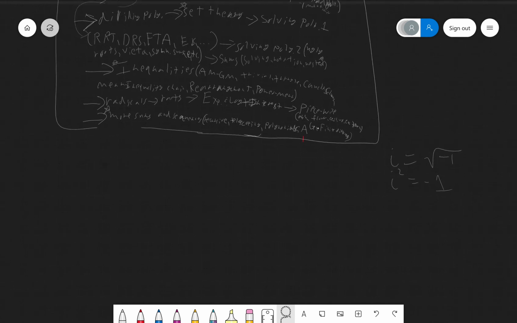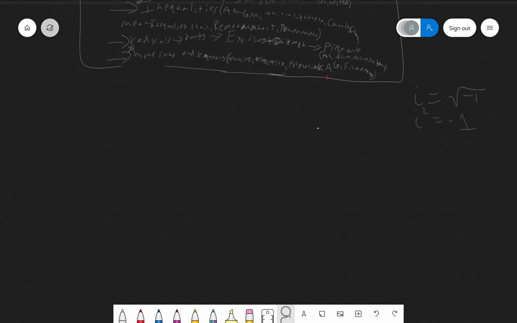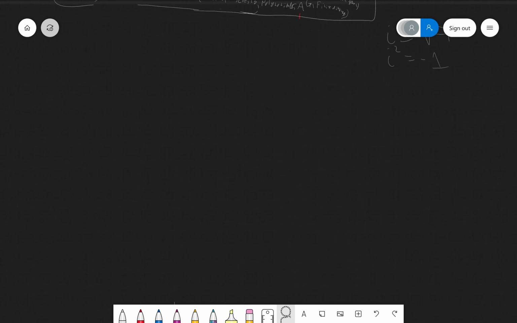So we know what i is and the powers of i. Now we're going to talk about complex numbers. So these are imaginary numbers: 3i, 7i, i over 2. If we multiply i by anything or divide it by anything, it's an imaginary number, which means that it's not on the number line.